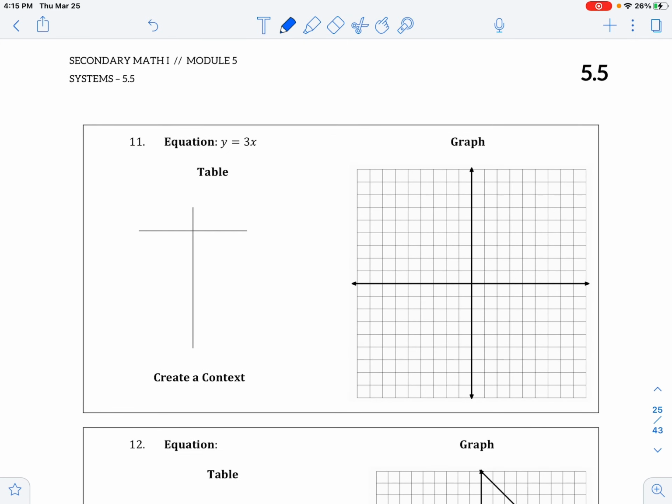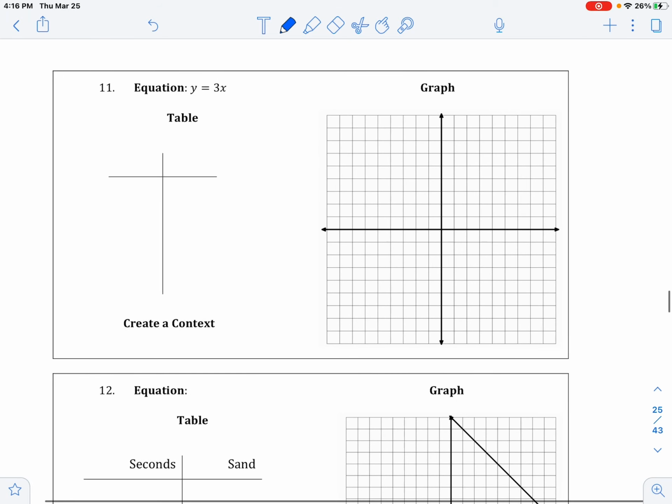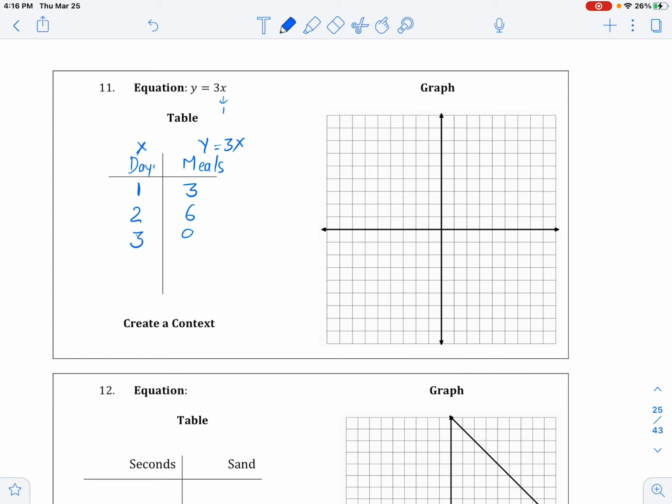I'm just moving to the other kind of question, that is 3x. So here for 11, I have to create tables. So if I can talk about day, and if I can talk about meals. In one day, you ate. So if x is 1, I have to find y. So this is your x and this is your y, that is 3x. Plug it in, you get 3. For 2, you get 6. For 3, you get 9. Just keep on plugging, and for 4, you get 12.